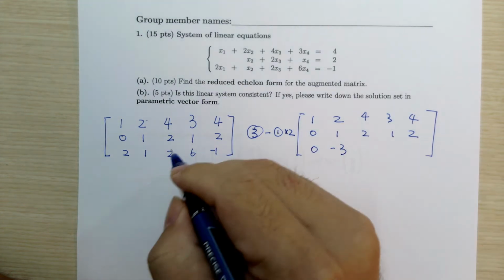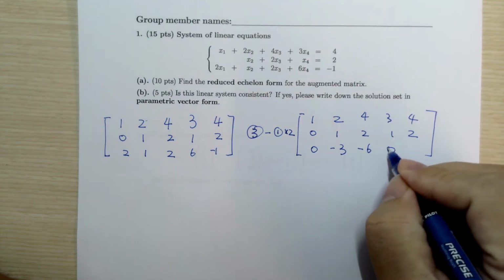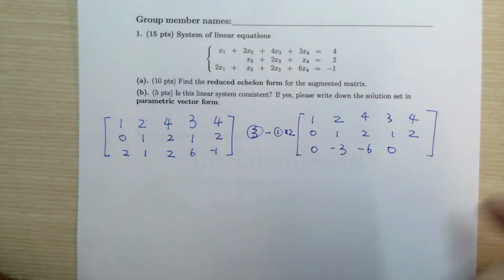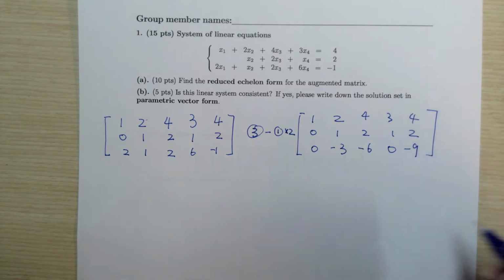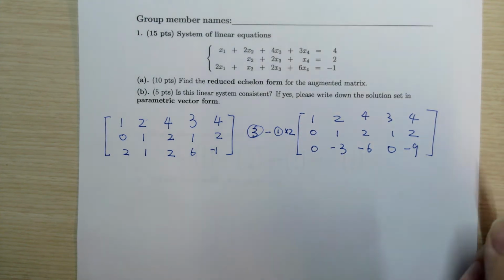Negative 3, negative 6, 0, and excuse me, we have negative here. Okay, so yeah, that should be the work. And then right now, you see we find a pivot.